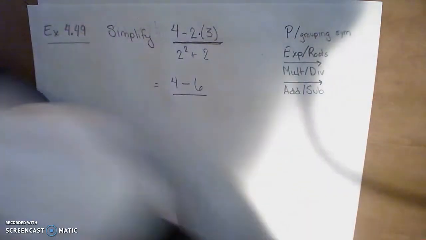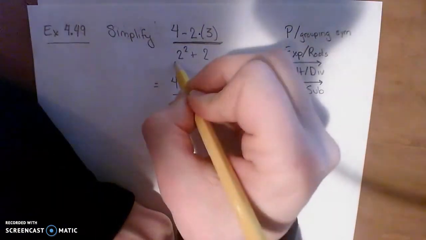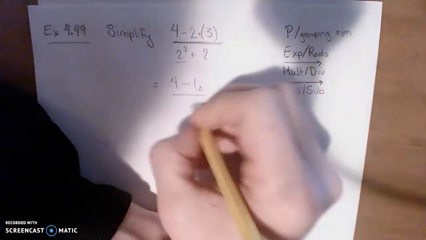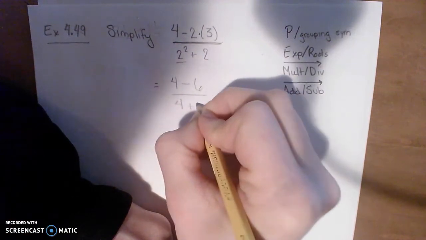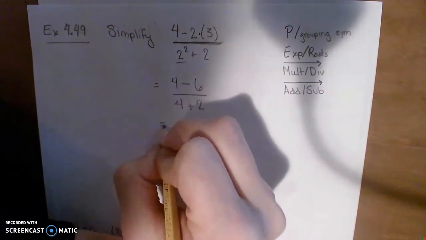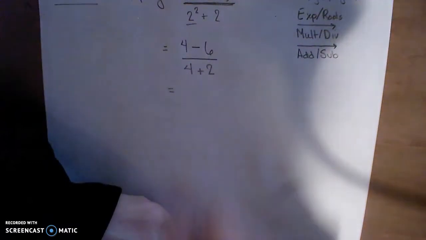And in the denominator, I see an exponent. So I'm going to go ahead and do that first. 2 squared is 4, and I'll have another plus 2. All right, next step, I'm going to reevaluate.